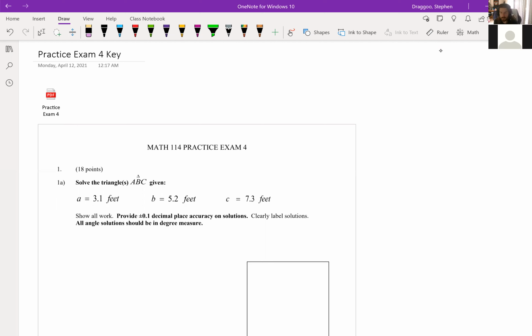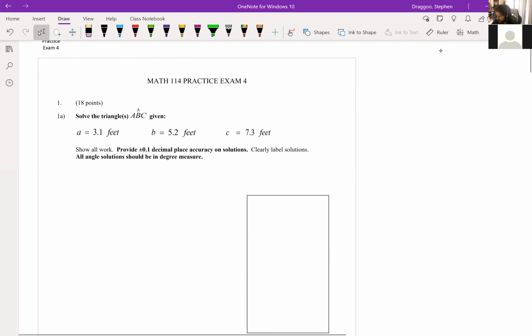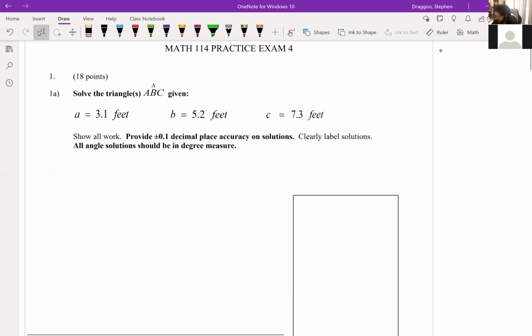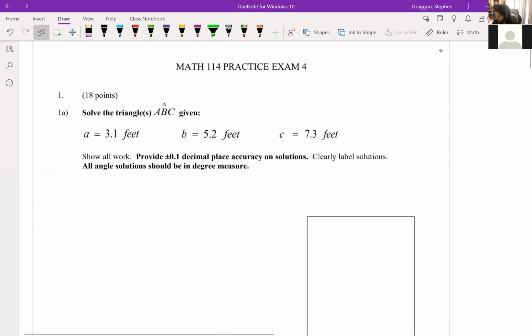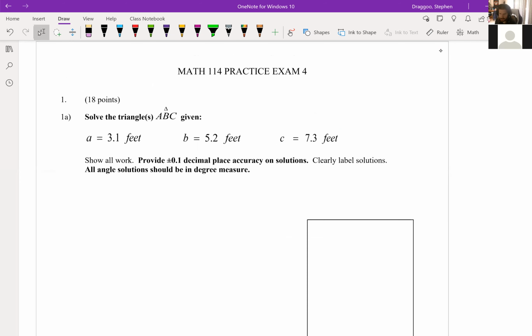Problem one, we want to solve triangle ABC given this information. So we have three sides, which means we're looking at a side, side, side triangle. So we just need to solve for each of the three angles.